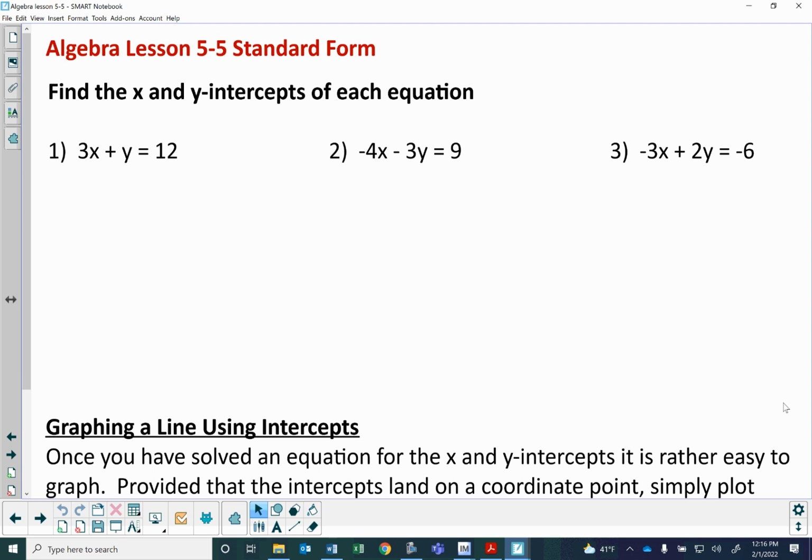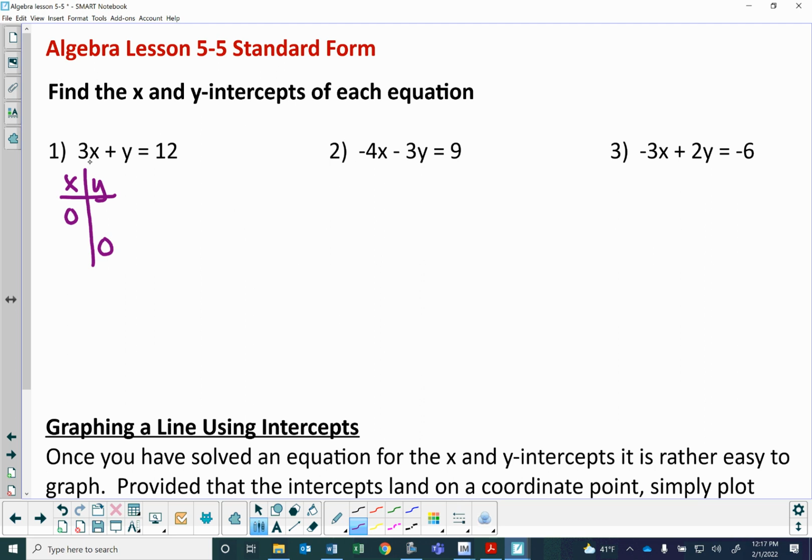Now, I like to do it a little differently than some teachers do, because I find it's often easy if I make myself a little table of values to help my brain remember what I'm supposed to be doing. So I will oftentimes get a little x and y table here, and I'll say, what happens when x is 0, and then what happens when y is 0. And then I just solve it.